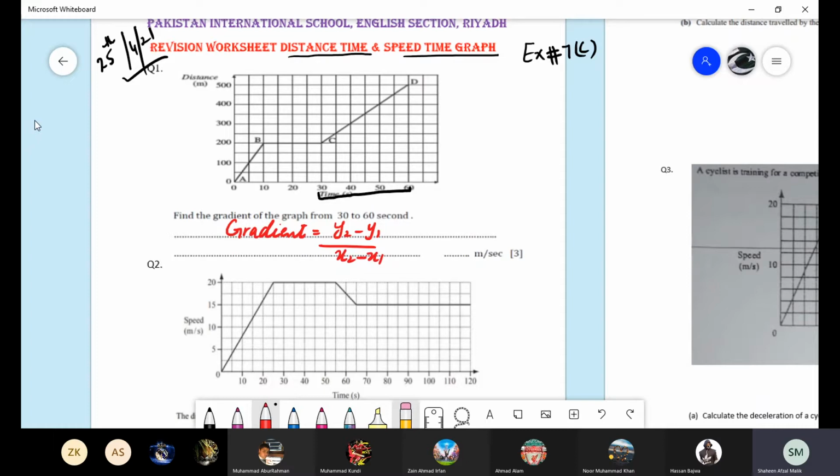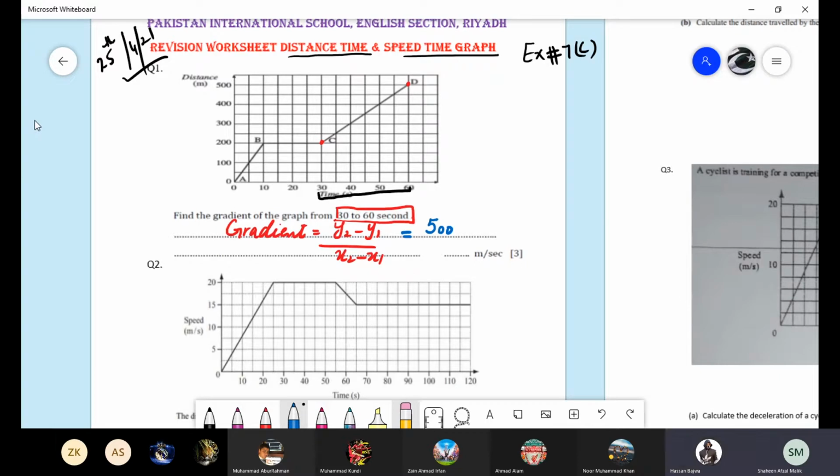We can see the question is you have to find out the gradient of the graph from which point? From 30 to 60 seconds. This is the distance and this is the time that is given in seconds. 30 to 60 seconds means you have to find out the gradient of this line from point C to point D. So can you tell me from point C to point D, what is the y2? The y value is this one, 500.